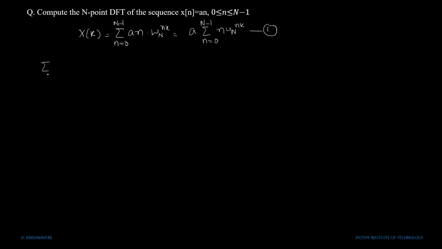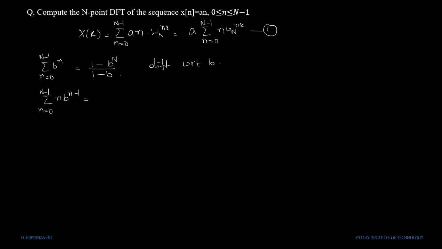So let us take summation n is equal to 0 to N minus 1 b to the power of n. We'll get 1 minus b to the power of upper limit plus 1 by 1 minus b. Now apply, or differentiate both sides with respect to b. So here we will get summation n is equal to 0 to N minus 1, differentiate with respect to b, I will get n b to the power of n minus 1.